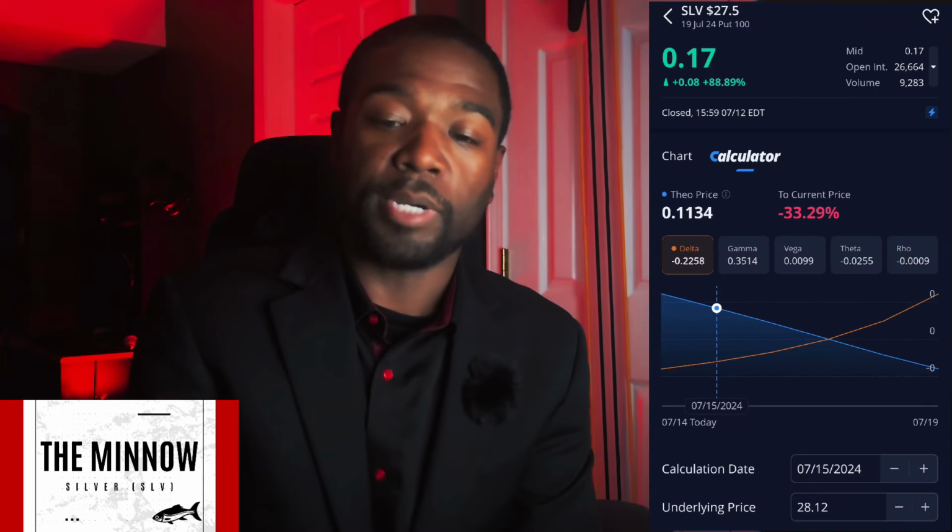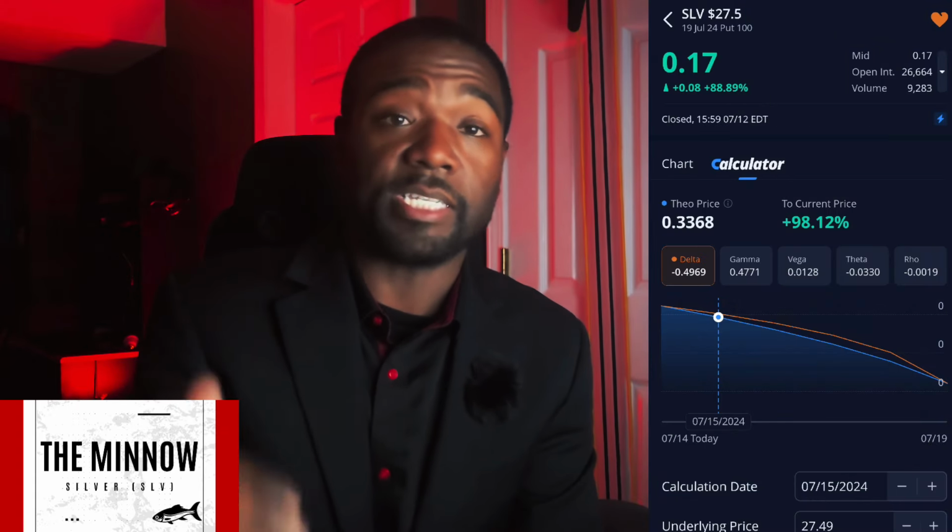Now here is where we're going to be at with the levels as far as the gains, right? So right here, I'm showing you at 28.12, this is the current price. If we were to open at the current price, the theoretical price for this right now would be $11 versus $17 to which it closed on Friday, right? First level, 27.49, that's a 98% gain, selling at $33.